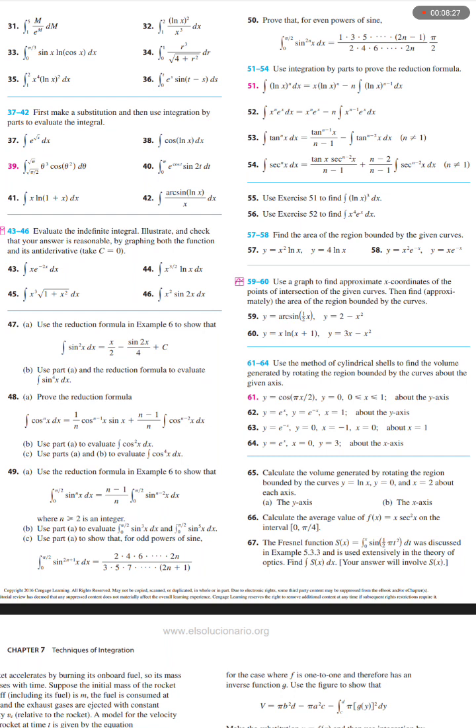Evaluate the indefinite integral, illustrate, and check that your answer is reasonable by graphing both the function and its antiderivative. Take big C equals 0. The integral of x times e to the power negative 2x dx. The integral of x to the power 3 over 2 times the natural log of x. The integral of x cubed times the square root of 1 plus x squared dx. The integral of x squared times sine 2x dx.